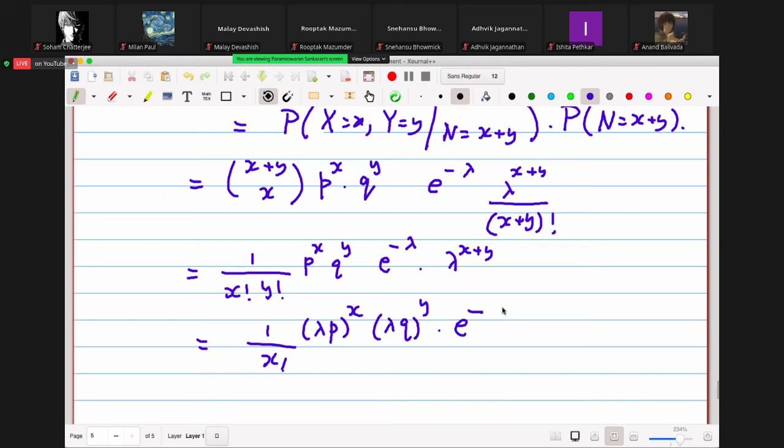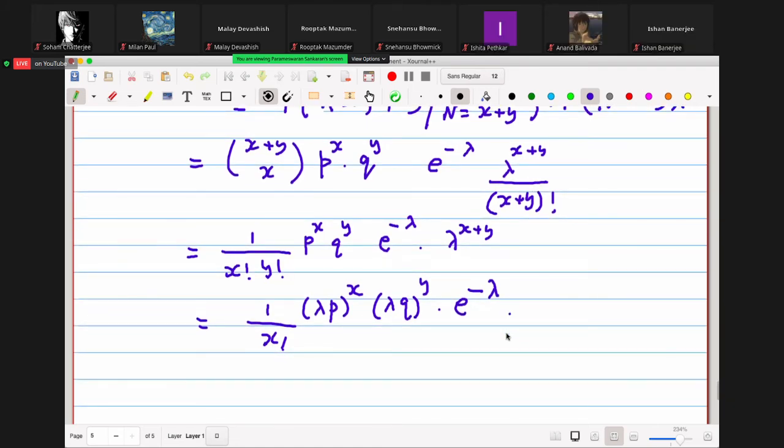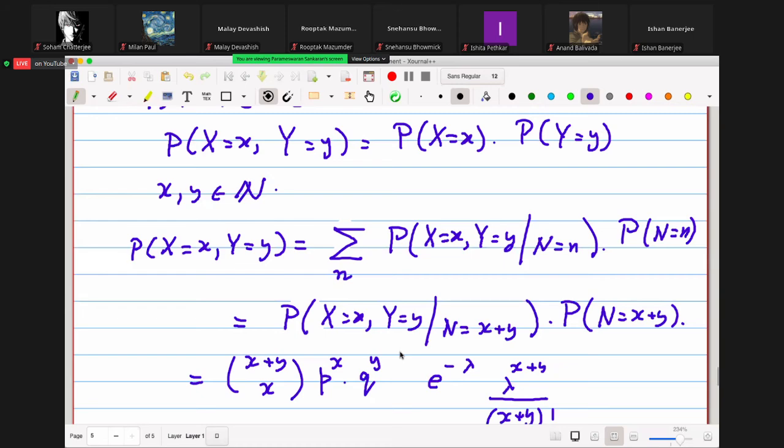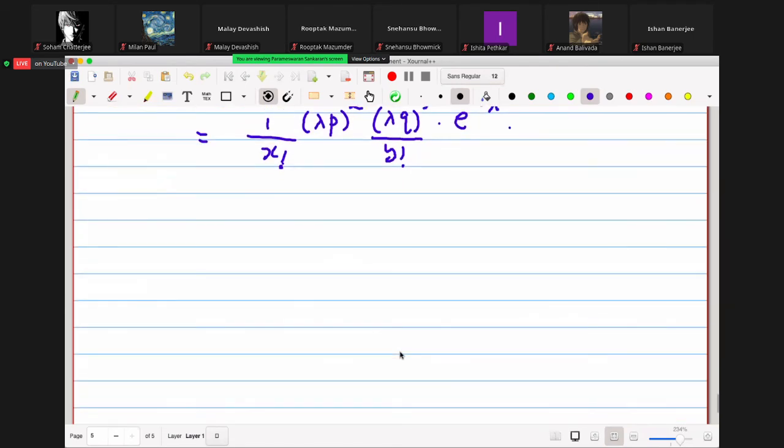In fact, I am tempted to write minus lambda as lambda p and lambda q, but let's not do that at this step. We put a full stop here. Oh, sorry, I left out y factorial. Maybe I do that along with this. Keep it like this at the moment. And now let us compute what is the probability of capital X equals x.